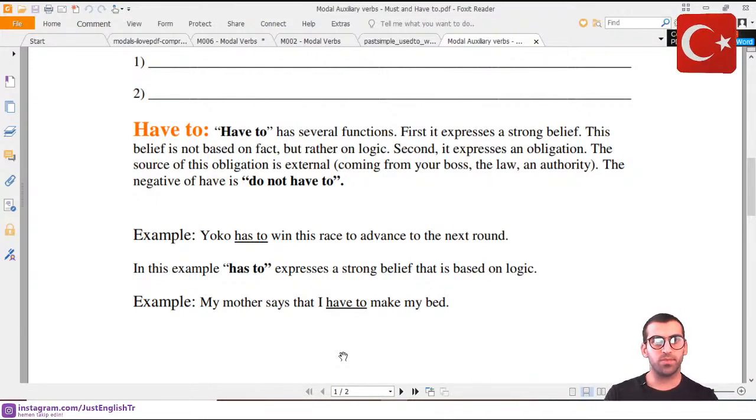I hope I explained this grammar for you clearly. So I hope you understood.